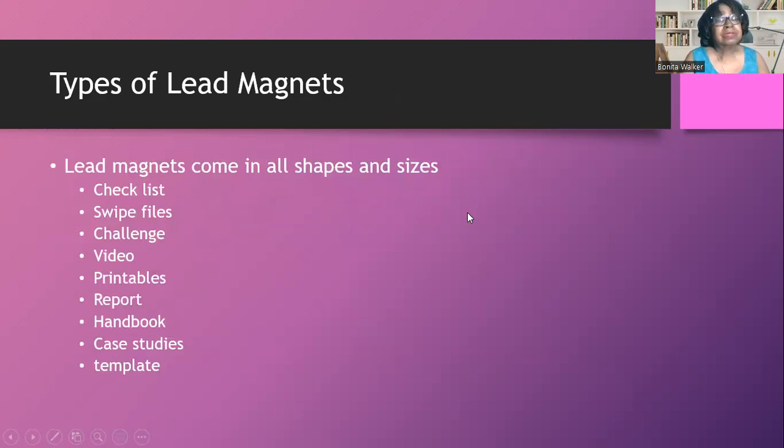Now, here are some different types of lead magnets that you could probably have. Obviously, they come in all shapes and sizes, but this is just a brief list that will help you get your brain juices flowing and to figure out, okay, well, what can I create? You could create a checklist, a swipe file, a challenge, although a challenge is going to be a lot more involved. It's going to take a lot of work and planning. But there are other things that are going to be a lot simpler, something that you can put together in a matter of an hour or two.